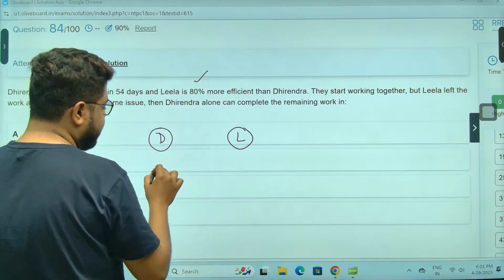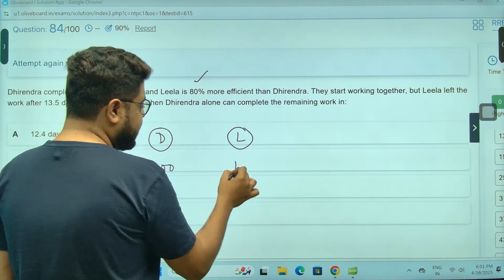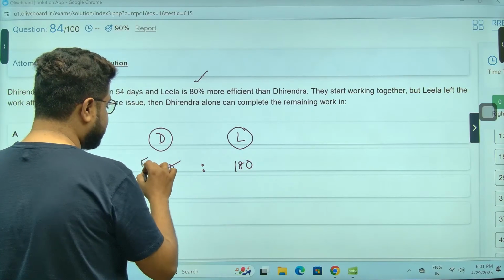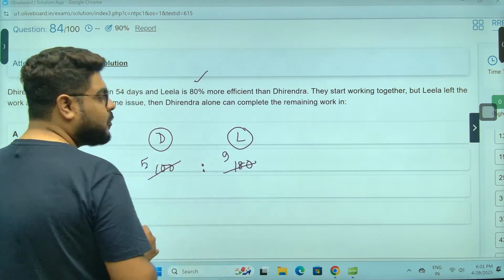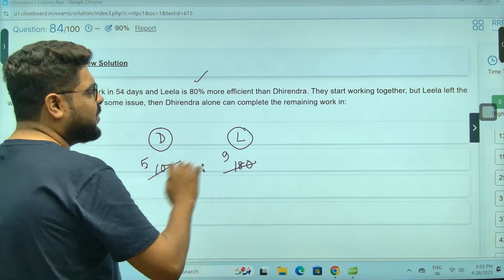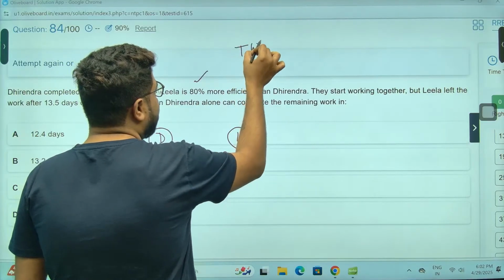80% more means if Dhirendra's efficiency is 100, then the other is 180. So the ratio is 5 to 9. Right? Now I don't need the time ratio again. Just calculate the total work. How can we calculate the total work?